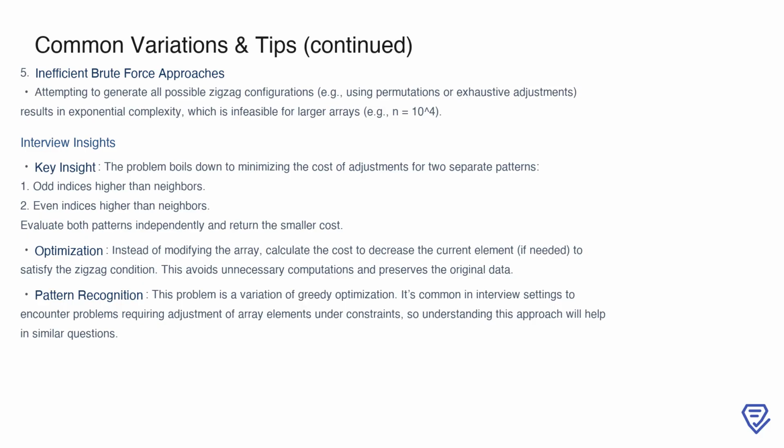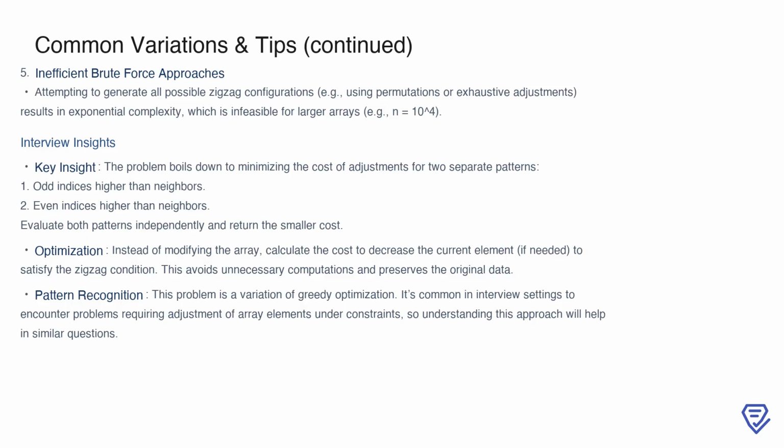To solve this problem effectively, focus on minimizing the cost of adjustments for two separate patterns, one where odd indices are higher than their neighbors, and another where even indices are higher. By evaluating both patterns independently and returning the smaller cost, you can achieve the optimal solution.